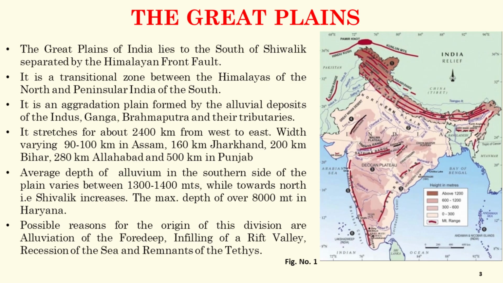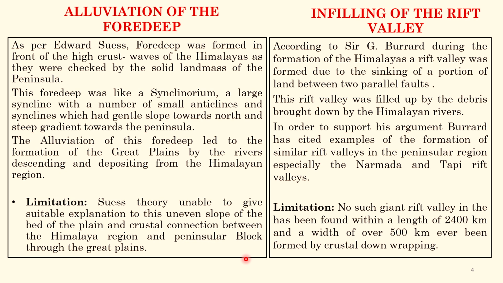Possible reasons for the origin of this division are elevation of the foredeep, infilling of a rift valley, recession of the sea and the remnants of the Tethys. Let's look into them one by one. Elevation of the foredeep. As per Edward Suess, the foredeep was formed in front of the high crust waves of the Himalayas as they were checked by the solid landmass of the peninsula.